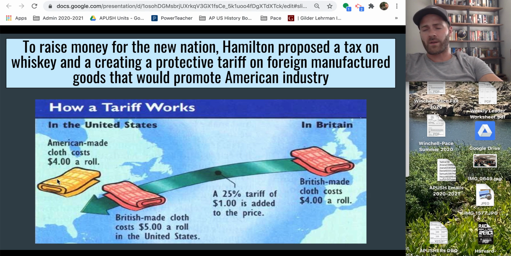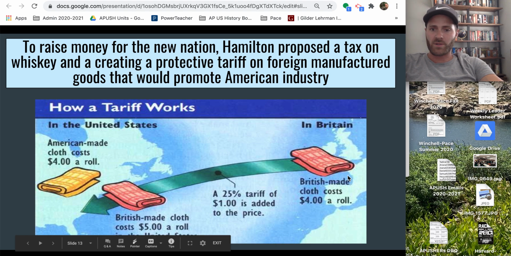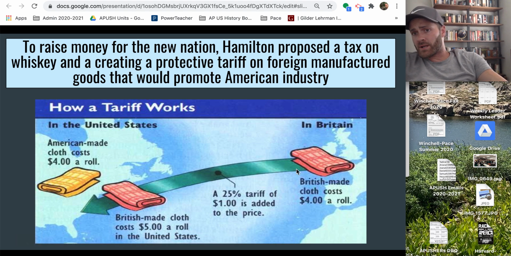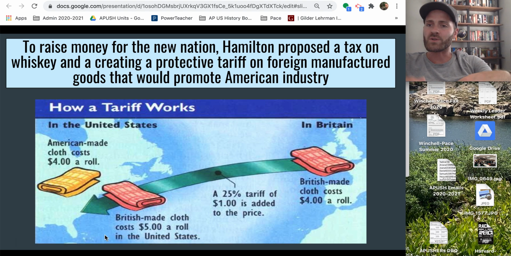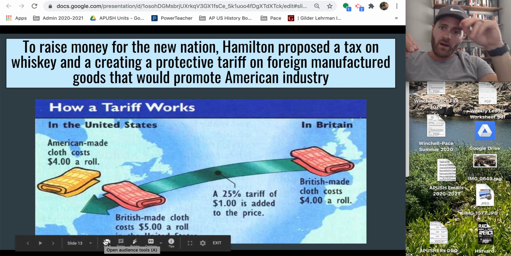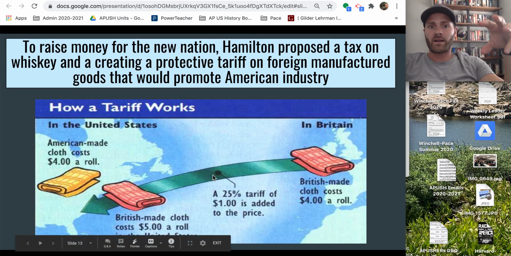And this is just a real elementary description, but if American cloth costs $4 a roll and British cloth costs $4 a roll, maybe we buy the British cloth because it's a higher quality at the same price. But if we add a tariff of 25%, a $1 tariff, now the British cloth costs $5 a roll because the import tax is paid. And now people are more likely to buy American cloth because it's cheaper, and now we're supporting American industries. So that's the third part of his plan, a tariff and a tax.